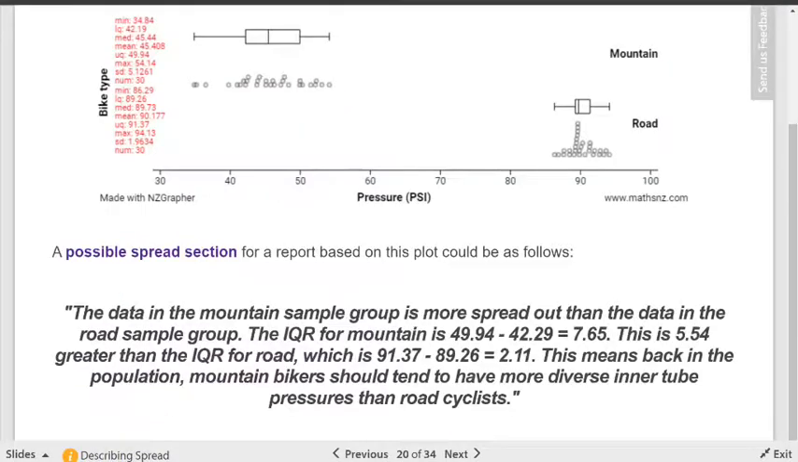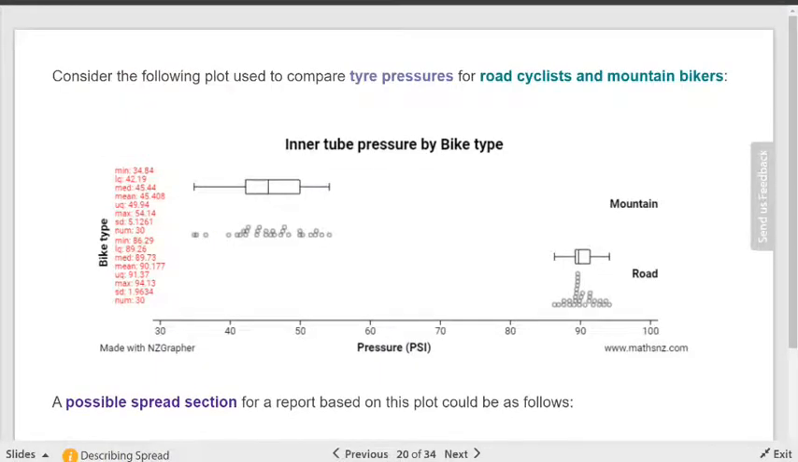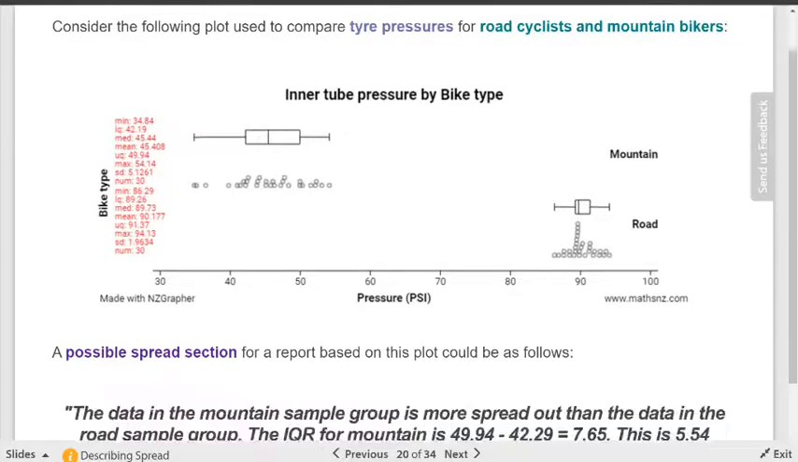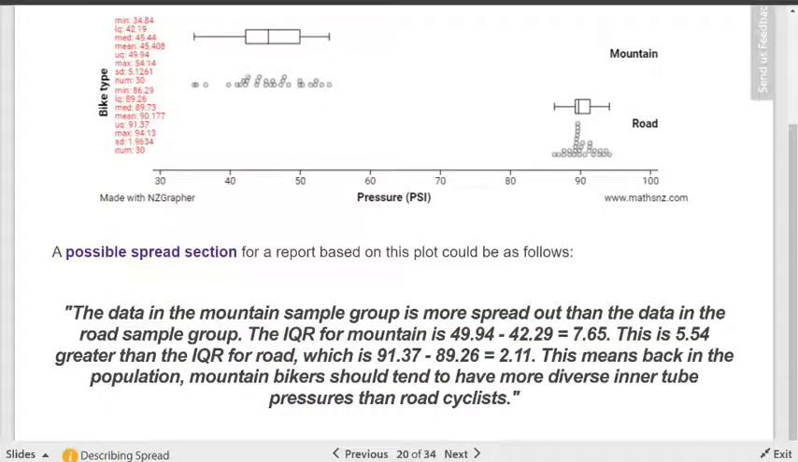So here is a set of data. You're again comparing interquartile range here. Right away, if you just look at these, which one has the most spread, or the widest spread? Mountain bikes or road bikes? Mountain bikes, right? Okay, so that's easy. But you also have to give the actual numbers. So the data in the mountain sample group is more spread out than the data in the road sample group. That's just an observation. And you can get that straight from looking at the boxes, right? So that's always the first thing, just the observation. I see that this is happening.